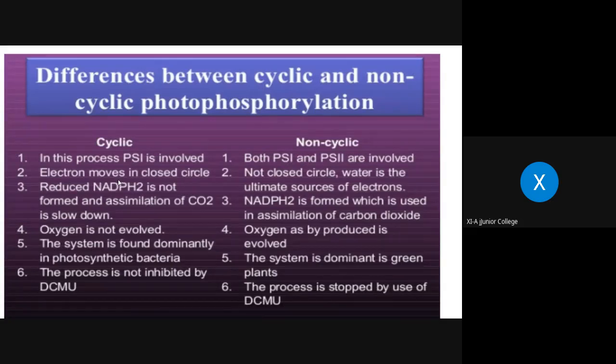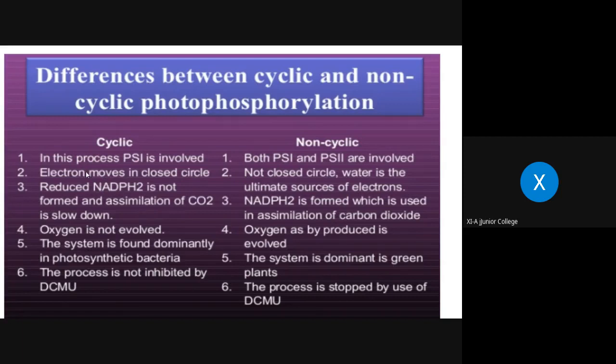Then the electron moves in a closed circle, that is, in a cyclic manner. From whichever chlorophyll molecule the electron is released, it comes back to the same chlorophyll molecule reaction center. But here it is not of closed circle type, and water is the ultimate source of electrons here, because splitting of water takes place, as I told you. Then reduced NADPH2 is not formed, and assimilation of CO2 is slowed down in the case of cyclic.